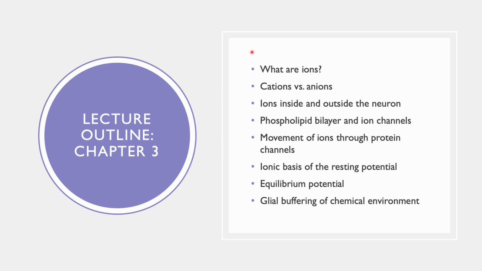Today we're going to be talking about ions. These are electrically charged atoms that can hold either a positive or negative charge and contribute to electricity in nerve cells. We're going to talk about the different types of ions that exist inside and outside of the cell when it's at rest or when it's firing nerve impulses known as action potentials. We'll also be discussing the phospholipid bilayer, which is essentially a wall that lines the cells, and ion channels that exist in this phospholipid membrane.